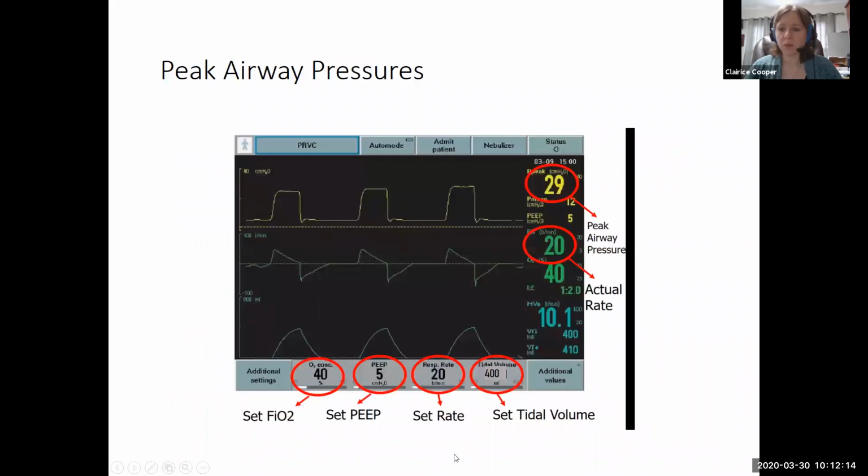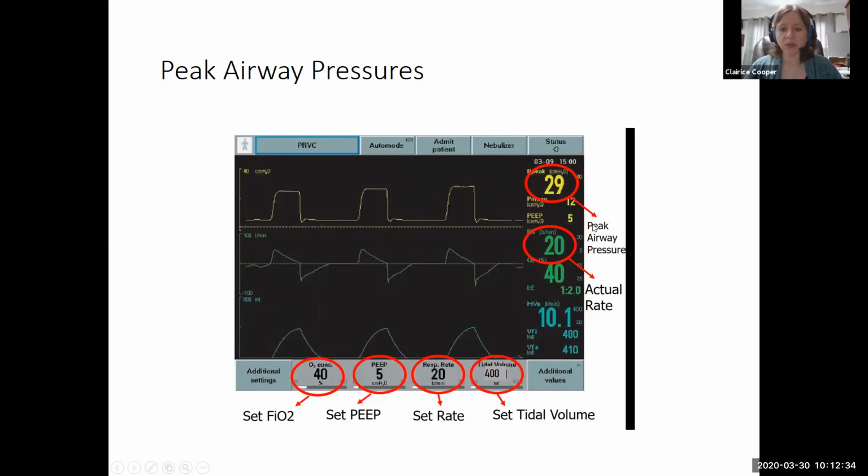So what are peak airway pressures? We covered this lightly in part 1, and some of the feedback that I got was that we wanted to understand it a little bit better, so we are going to return to that. So peak airway pressures are something that you find on the ventilator, usually in the top corner. And they're a combination of a couple of things.